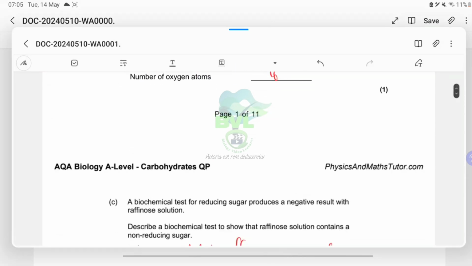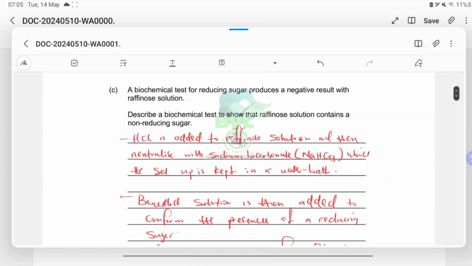So here's the answer. The truth is, raffinose has glycosidic bonds in it, so it won't test positive for glucose or galactose or fructose, which are reducing sugars. So you have to break the bonds. For that reason, you add HCl solution, which will break the bonds. Then you neutralize it with sodium bicarbonate to neutralize the acidity. So now you've broken the bonds.